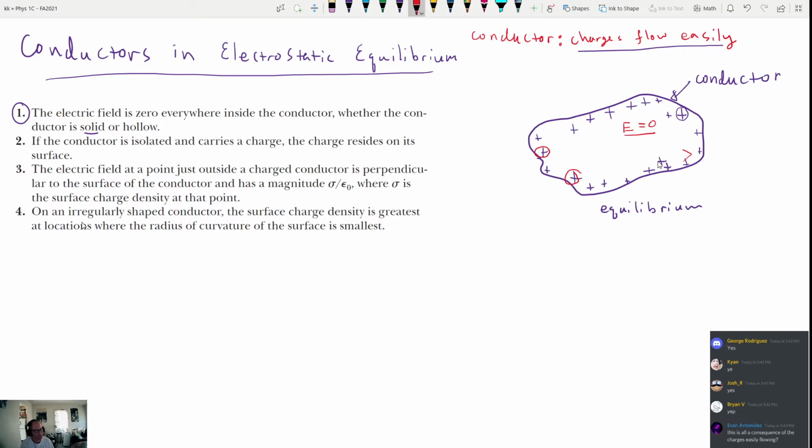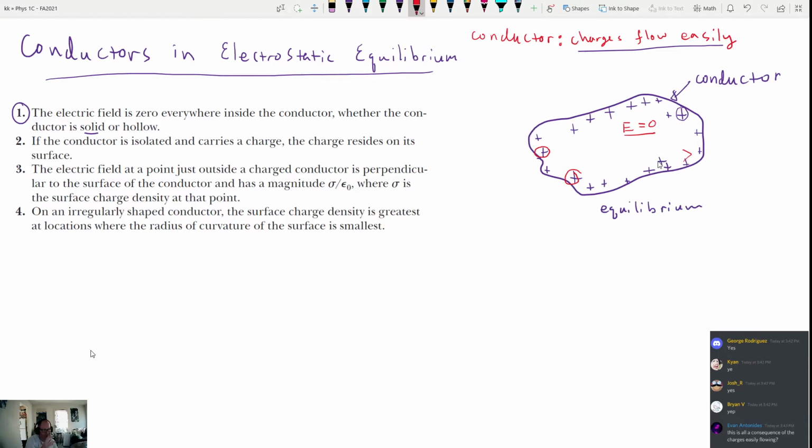And this is all a consequence of the fact that the charges can move around easily and the fact that the charges themselves can produce electric fields, right? So to summarize, the argument goes, suppose that it's not zero. If it's not zero, then the charges are going to shift to the other side until it becomes zero again. That's pretty much the idea.